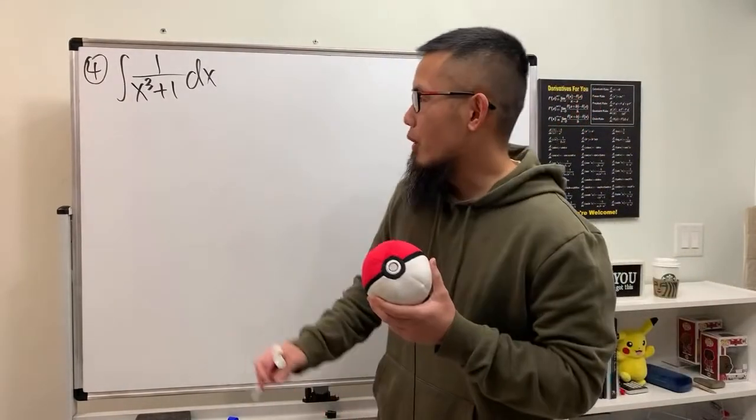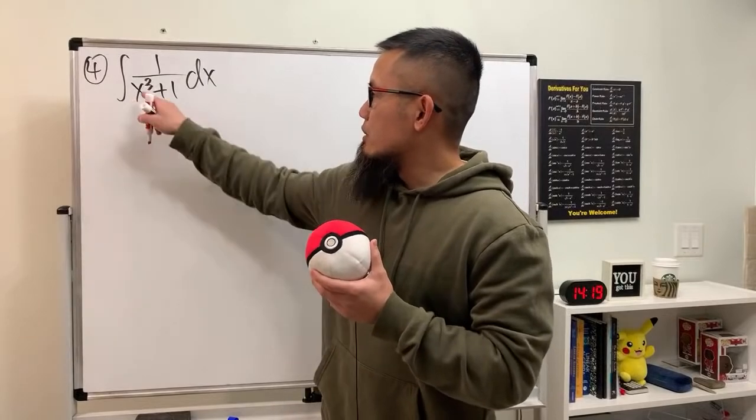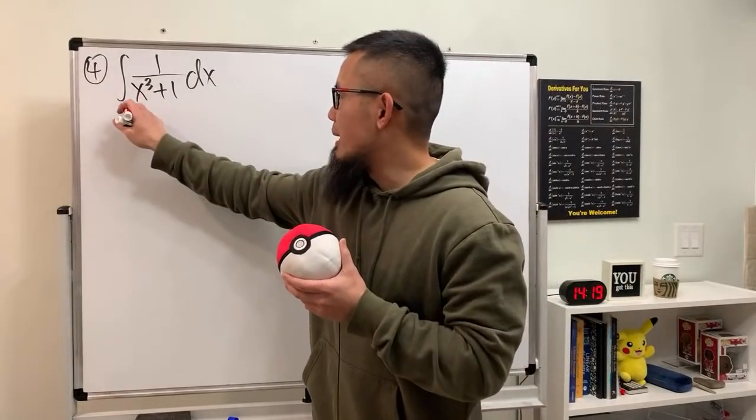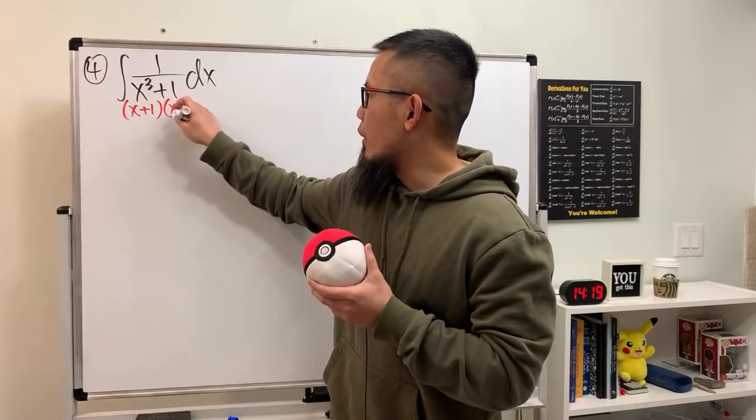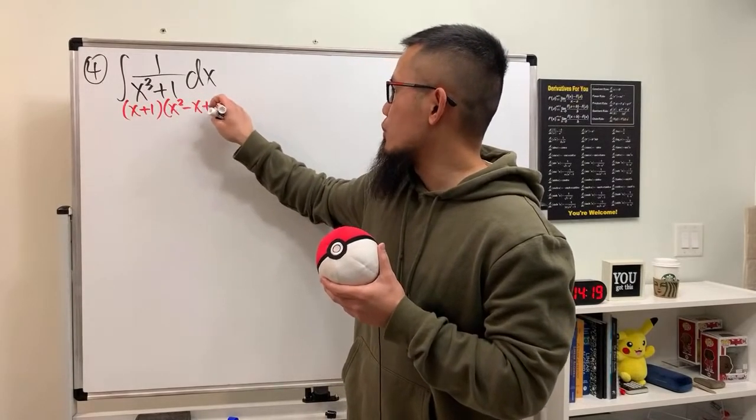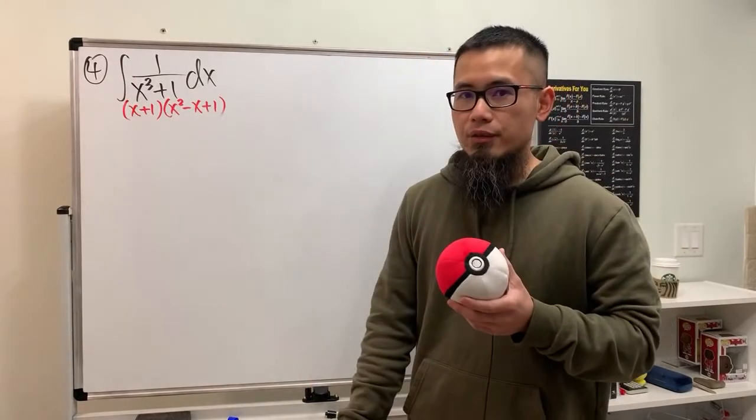All right, here we go. We are going to factor this guy. This is the sum of 2 cubes. It's not so bad. The formula is just going to give you x plus 1 times x squared minus x, and then plus 1 squared, which is just 1. So that's the factoring for that.